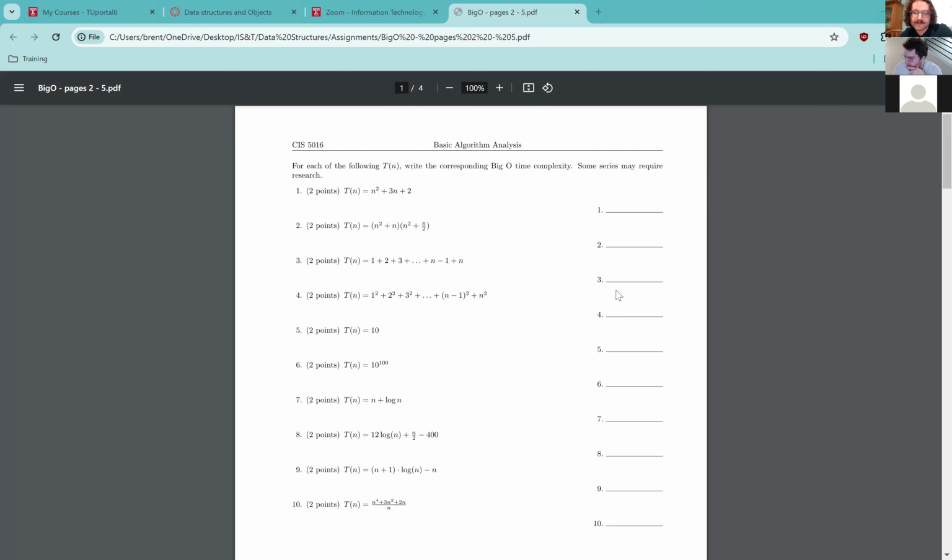I guess for the biggest big O time complexity, what we're looking at is not necessarily writing O of n squared or O of n to the fourth.